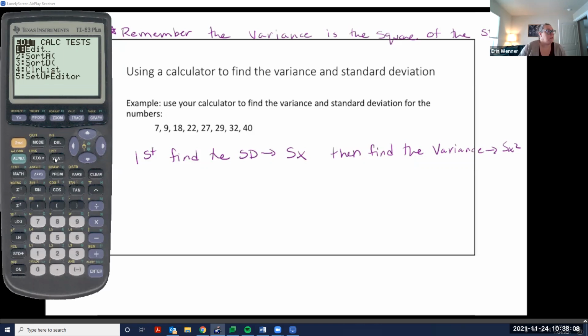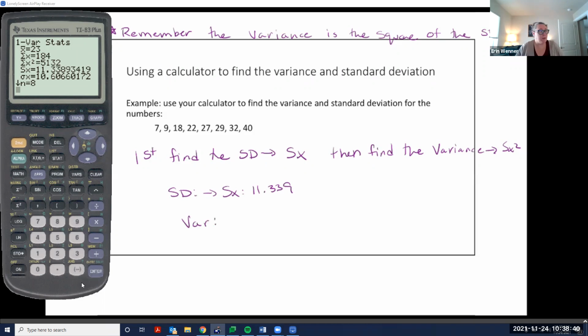Then we're going to hit the stat key. We're going right to calc on 1-var stats. We'll press enter. And because we only have 1 column entered in there, we don't need to worry about using L1, L2, and all that business. It's automatically going to calculate it for just the first column. And so then we get a standard deviation, which remember is Sx in your calculator. And that's going to be 11.339.